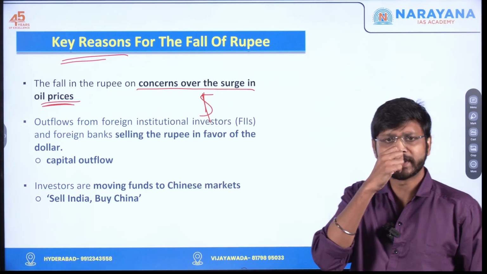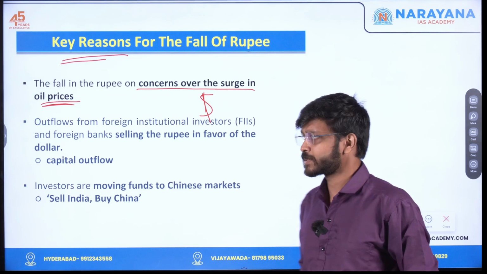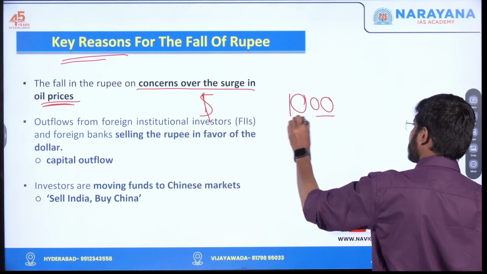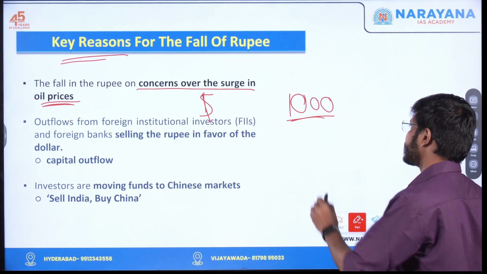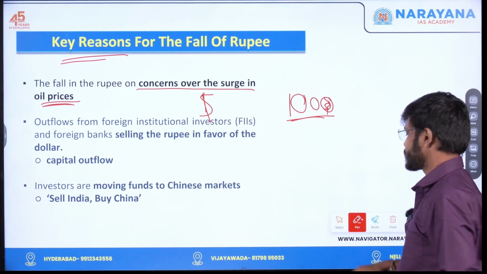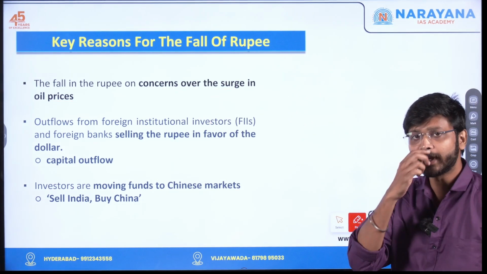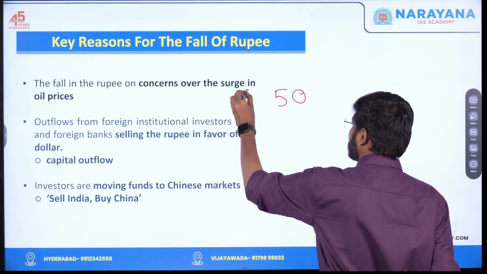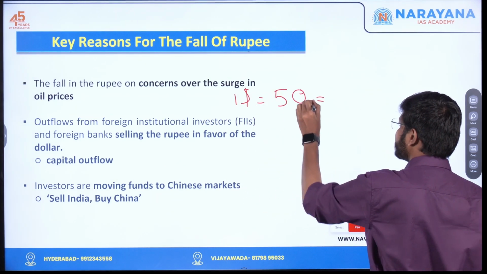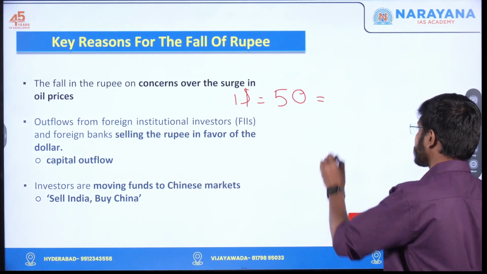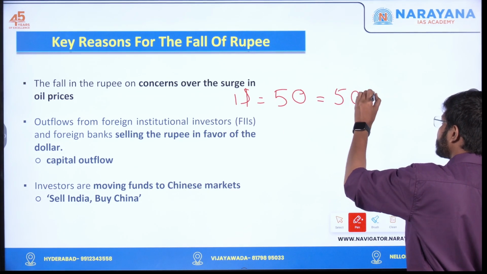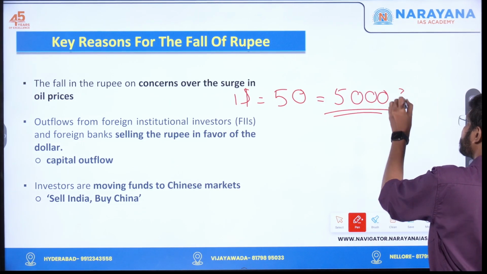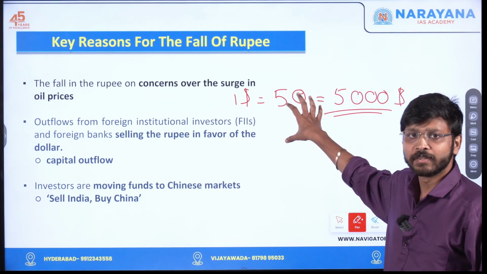So imagine the situation in which India needs 100 barrels of oil, and $1 equals 50 rupees. We need 100 barrels of oil. So how much will it cost? It will be 5,000 only. It will be $5,000 for 100 barrels of oil.